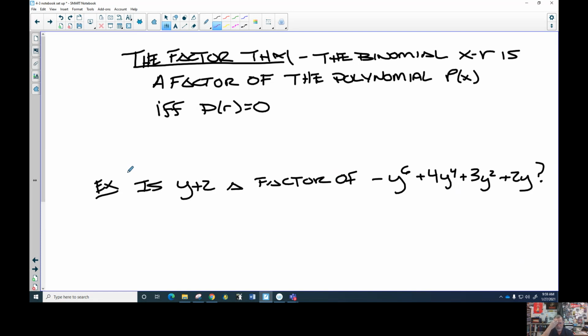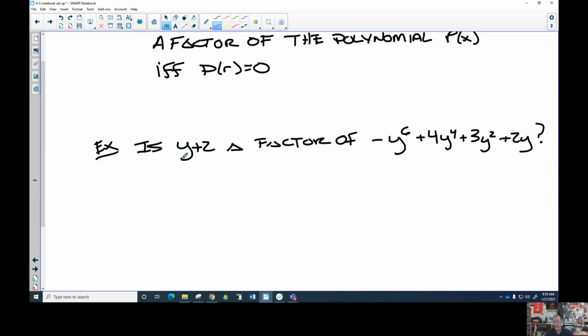Well, we kind of knew that, didn't we? If we plug in a value into a function and we get 0, we know that's one of the roots, or zeros, right? So this has a pretty straightforward application. It says, is y plus 2 a factor of this? Well, for y plus 2 to be a factor, I can use the factor theorem and find f of negative 2, because when I say y plus 2, the root is negative 2, right? r equals negative 2 here.